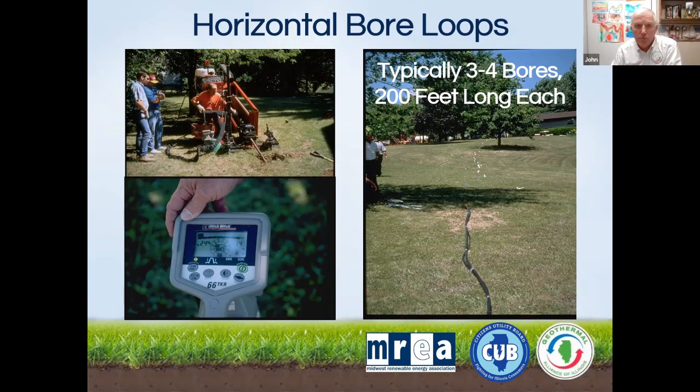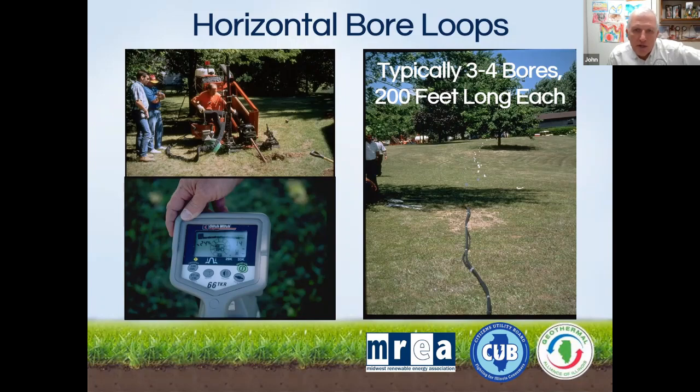And these are pictures from a loop that's being put in this way. This is getting more popular all the time. What are some of the advantages of doing it this way? Well, it's a little bit neater. You don't do quite as much tearing up of yards with a directional boring machine.